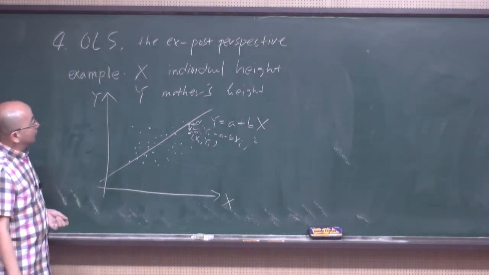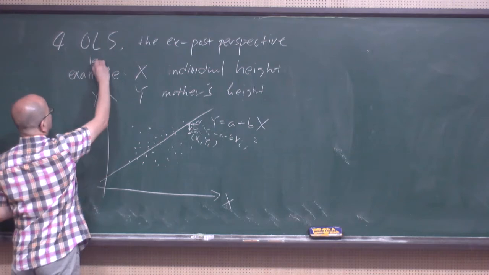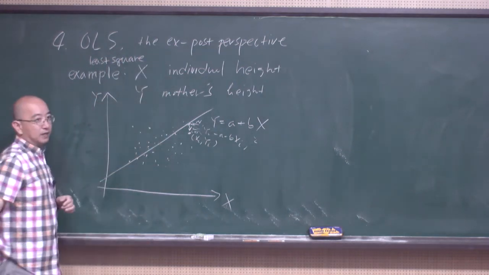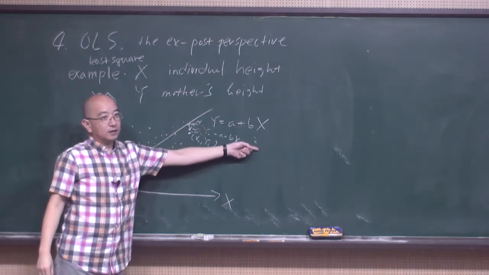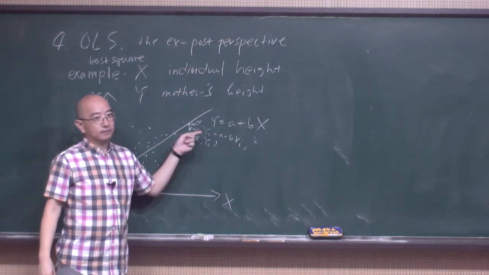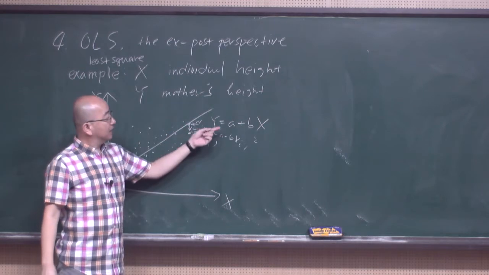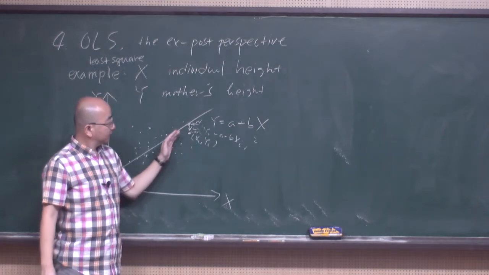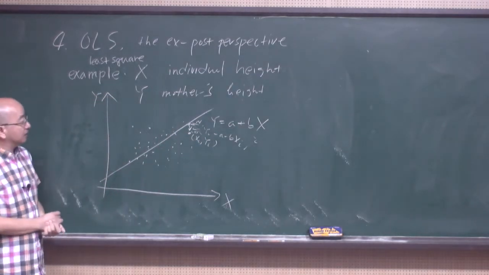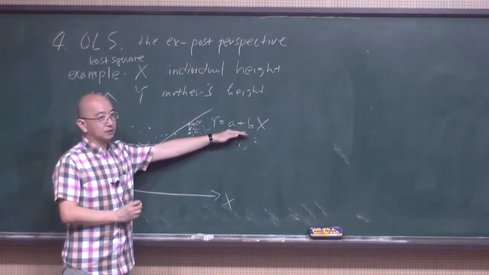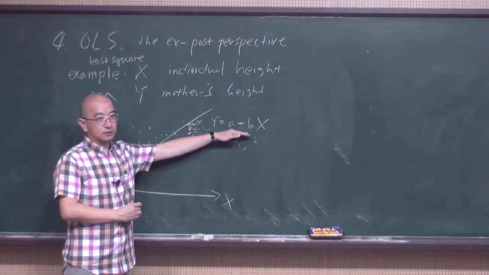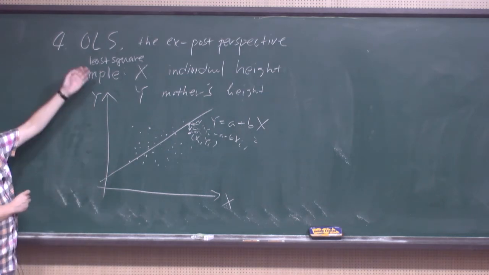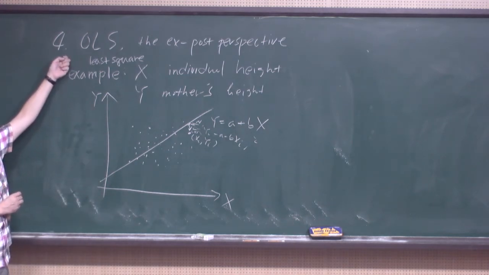And that's why it's called the least square method, because we have a square here and we want to minimize this squared value. And if you find A and B from that calculation, that A and B and this equation is called the least square solution to this problem. And that process is called the ordinary least square method.